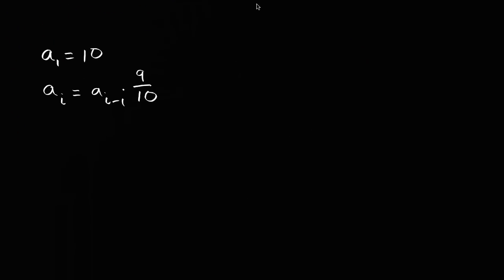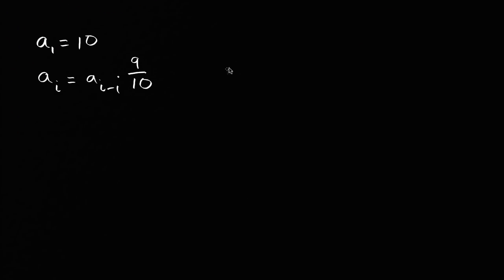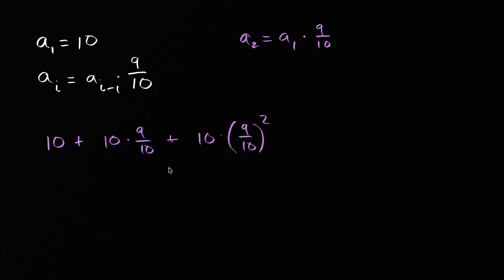All right, so here we have a series defined recursively, and so it's useful to just think about what it would actually look like. The first term is 10. Then the second term, a sub 2, is equal to a sub 1 times 9/10. So the next term is going to be the previous term times 9/10, so it's 10 times 9 over 10. The third term is the second term times 9/10, so 10 times 9 over 10 squared. And the way it's written right now, I haven't written it as a finite geometric series.